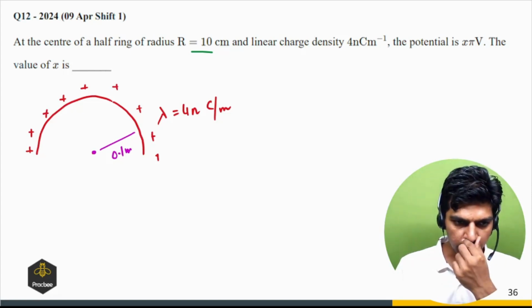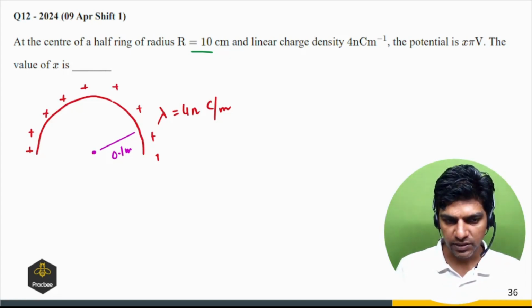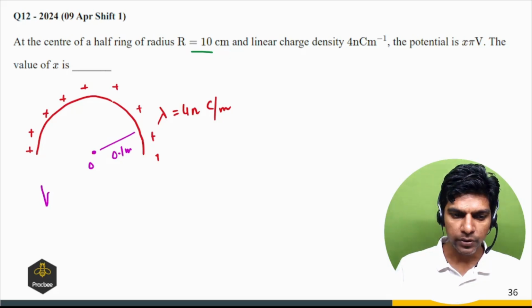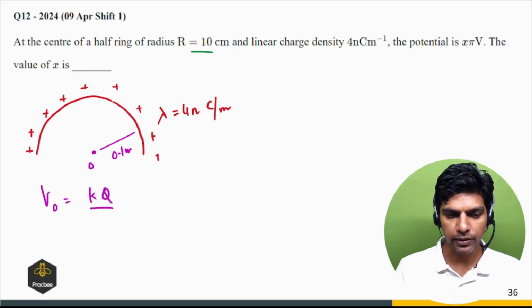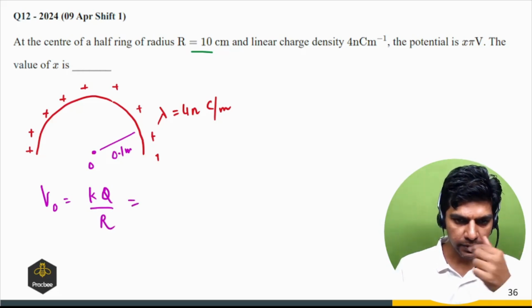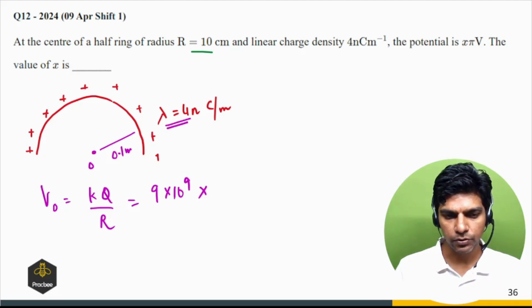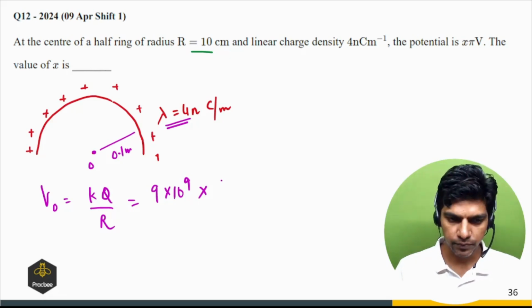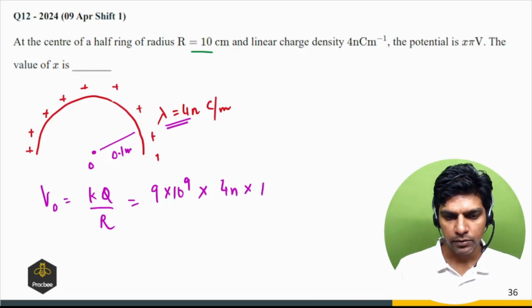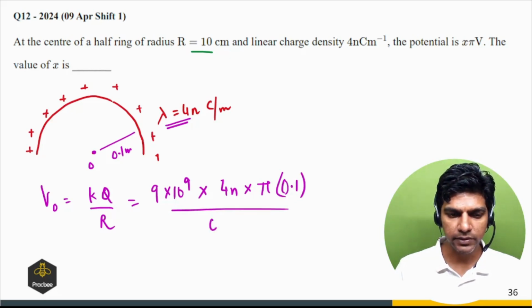So all the points on this semicircular ring are equidistant from the point where we need to find the potential, so potential at O will be what? It will be K times the total charge on the ring divided by the radius of the ring. So it will be 9 into 10 raised to power 9 times q, and q will be lambda times the length. So lambda 4n and the length will be pi r. So pi times 0.1 divided by the radius. Radius is given as 0.1.